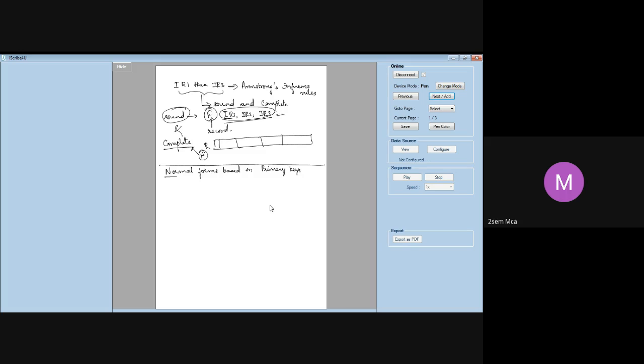Normal forms based on primary keys. Now we are moving into a very, very important topic: what is normalization. This is again where you have to understand the different normal forms. All that is very important. First, we will try to understand what we mean exactly by normalization of relations. We'll first understand this, then we'll go into the different normal forms.